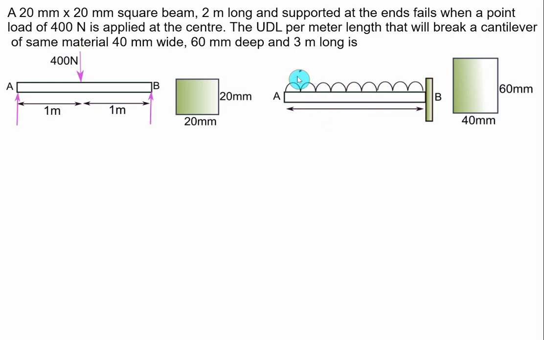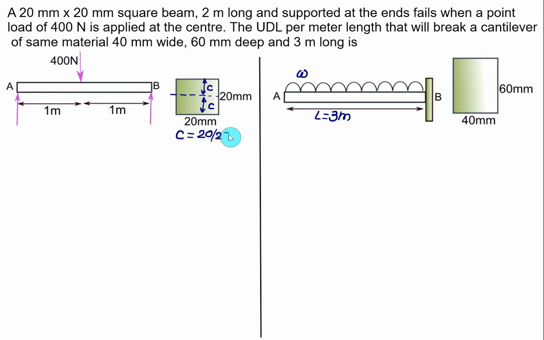So in this case, we have to find the value of UDL, and the length of the beam is given as 3 meters, and we have a cantilever beam. For the square beam, the maximum bending stress is at either the top fiber or the bottom fiber. We have the neutral axis here, and the top and bottom fibers are at the same distance C. So C is 20 divided by 2, which equals 10 mm. And the moment of inertia will be 20 to the power 4 by 12.